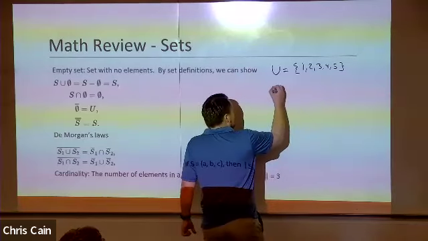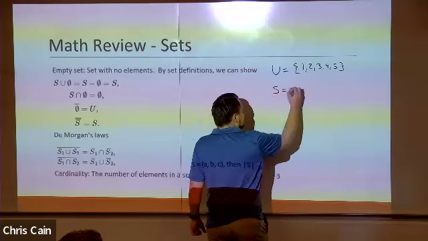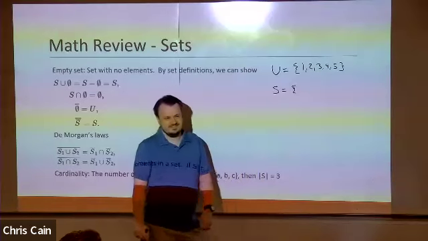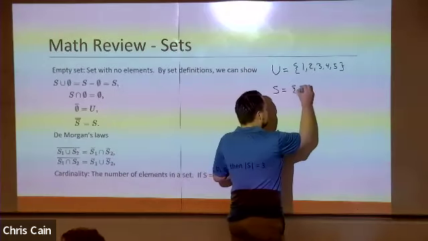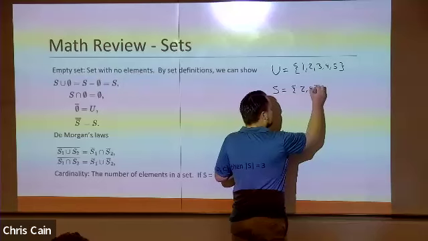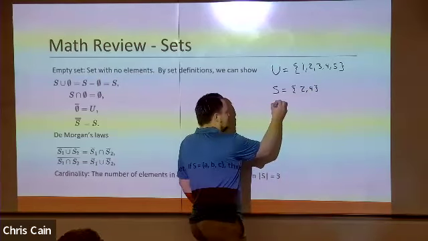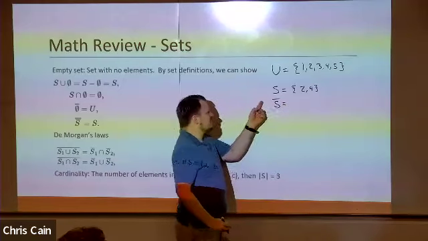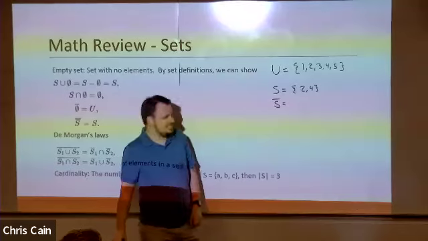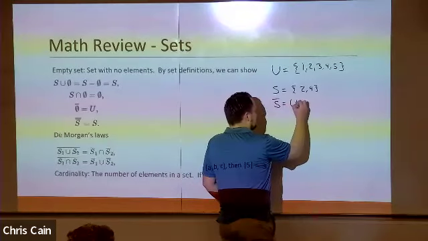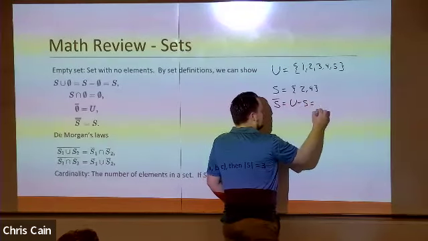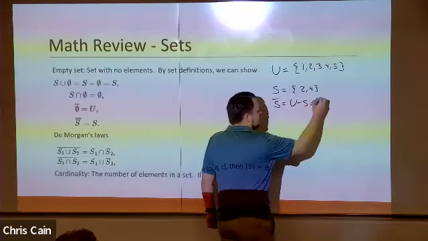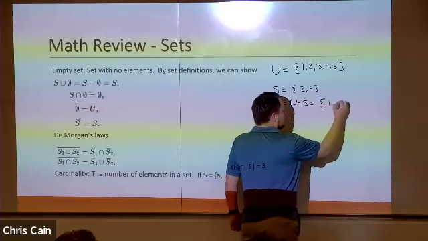So let's say some set S is the set... I don't know, someone give me 2 of these numbers. 2 and 4. So the idea behind S bar, or the complement of S, is that we want everything from the universe that is not in that set. So this is the universal set minus the set S, which is everything present here that is not present here. So it's just 1, 3, 5.